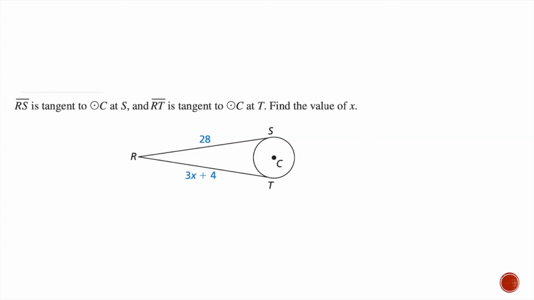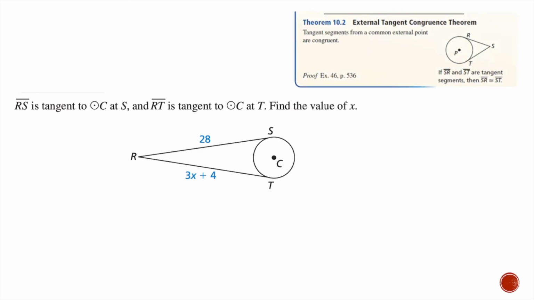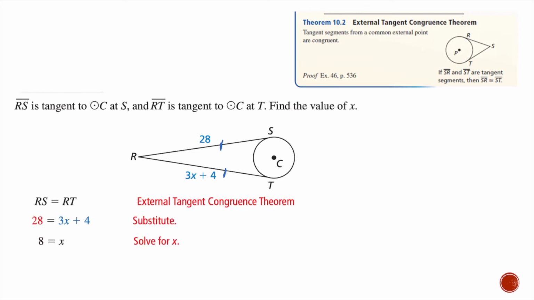Okay, now here is the next theorem. Refer back to your notes, take a look at it. Now let's get going. RS is tangent to circle C at S. And RT is tangent to circle C at T. So, if you can recall the external tangent congruence theorem, that states that line segment RS is congruent to line segment RT. So, using algebra, I'm going to substitute and solve for x and get x is equal to 8.